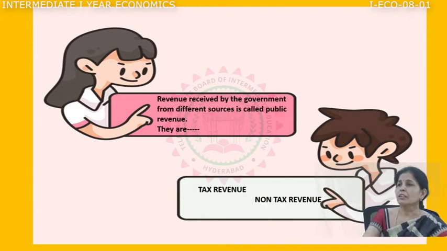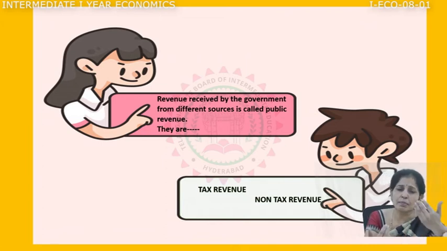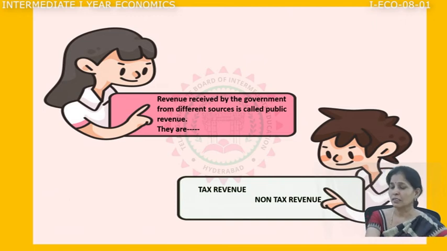Let us see the revenue received by the government from the various sources. The government gets money from different sources, which is considered as public revenue. The government receives revenue from two major sources: one is tax revenue and the other is non-tax revenue.